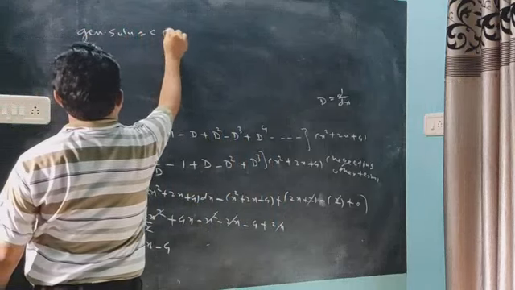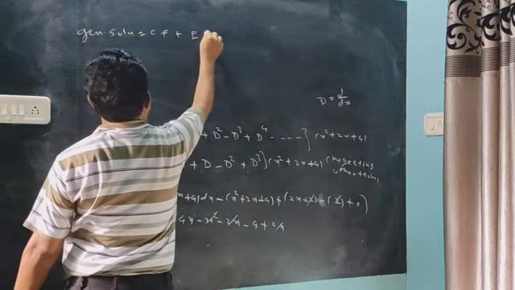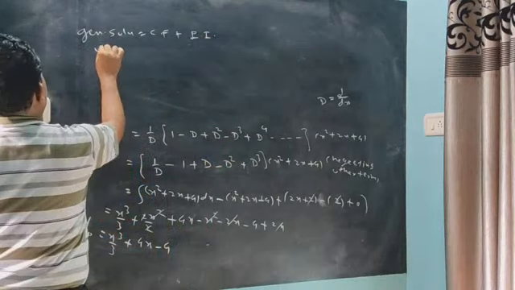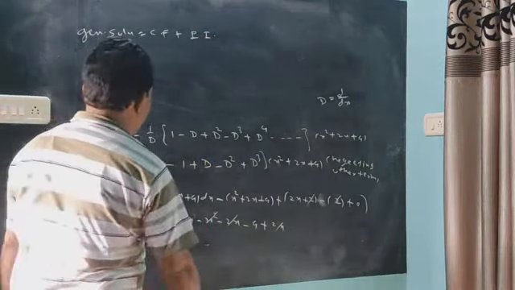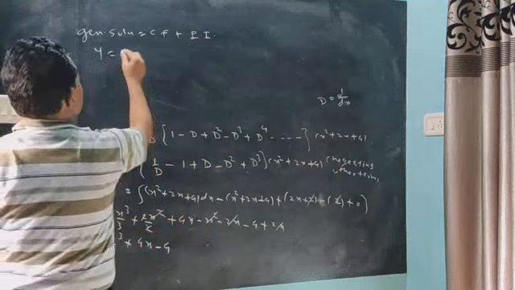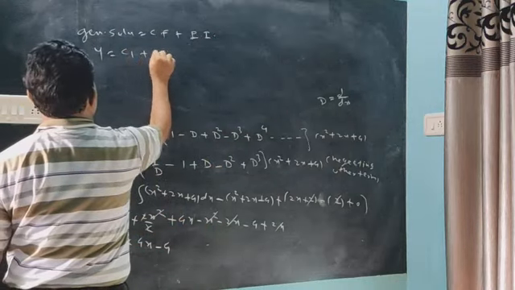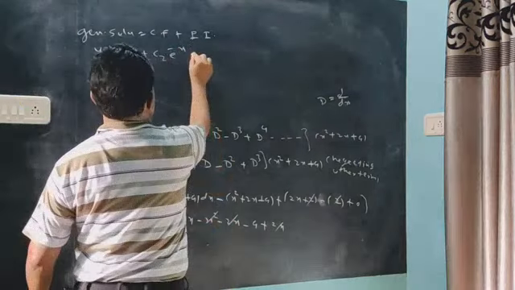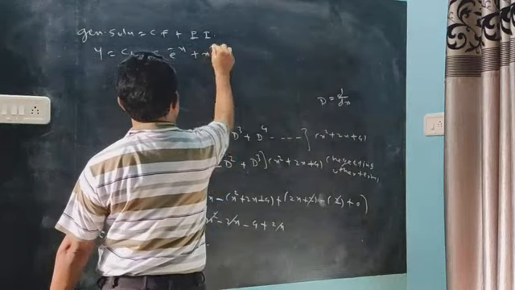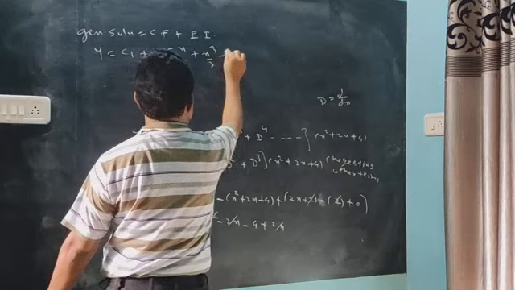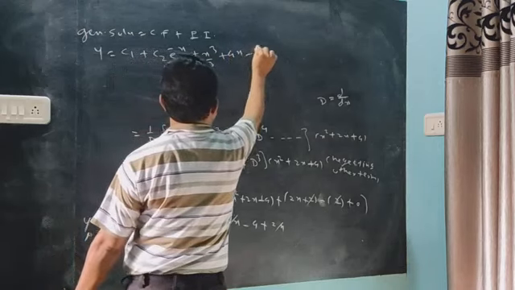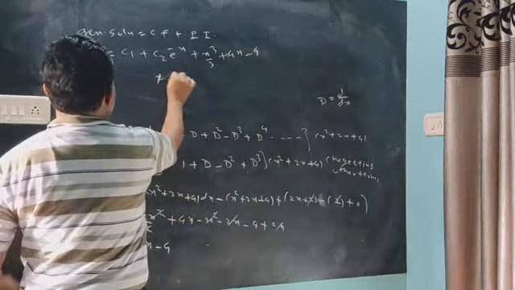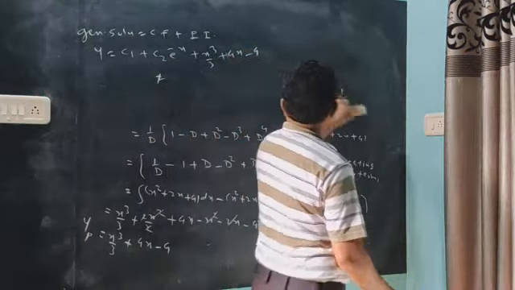The solution is the complementary function plus the particular integral. So the complementary function is only the first part, c1 c2 is equal to 4 minus x, and this is your particular solution, x cube by 3 plus 4x minus 4. It will be the total answer.